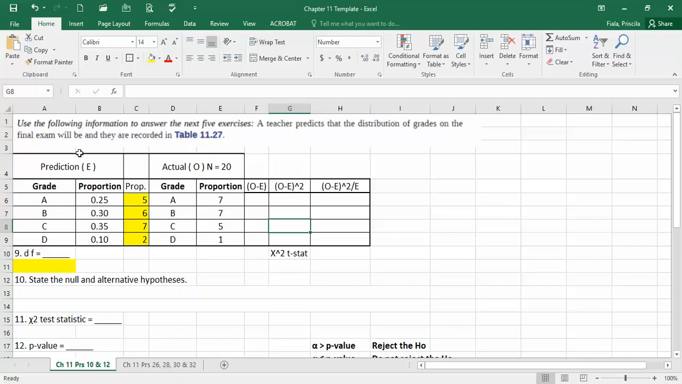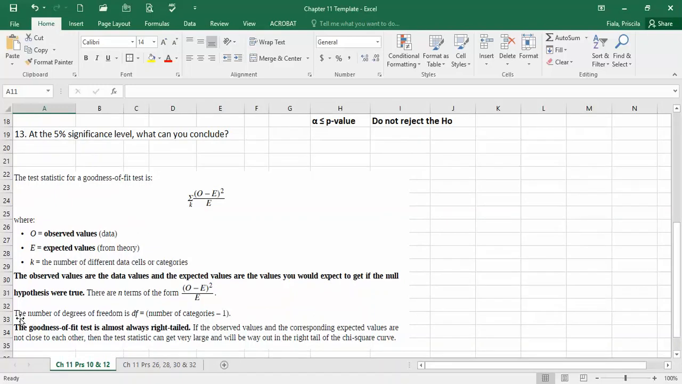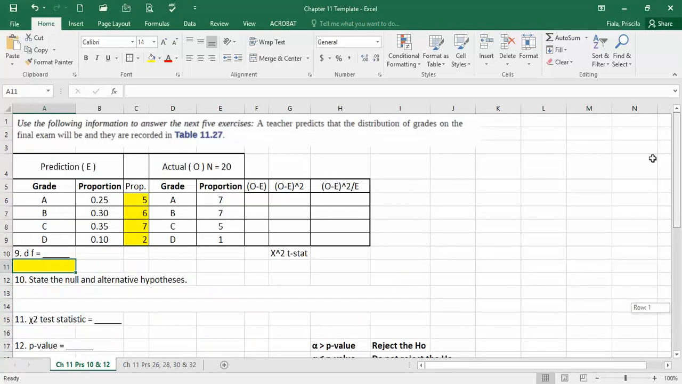Another very important thing right here. Let's answer problem 9, which I didn't ask you, degrees of freedom. This is what I was looking for. The number of degrees of freedom is equal to the number of categories minus 1. The number of categories minus 1, not the number of students. Therefore, how many categories do we have here? A, B, C, and D. Therefore, we have 4 minus 1. So your degrees of freedom is 3.